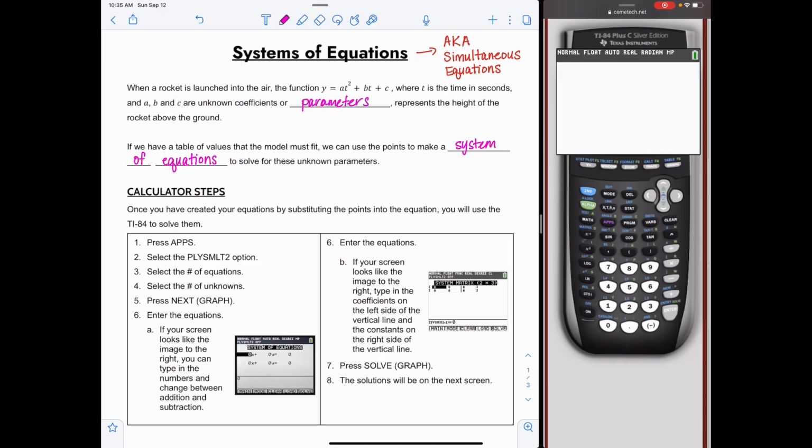system for you. So once you have your equations created, what you will do is press the apps button. It's beside the math key, right near the alpha key. Once you press apps, you are going to go to the Polynomial 2 option. Once you do that, you're going to enter the number of equations and the number of unknowns. And then you're going to click next.